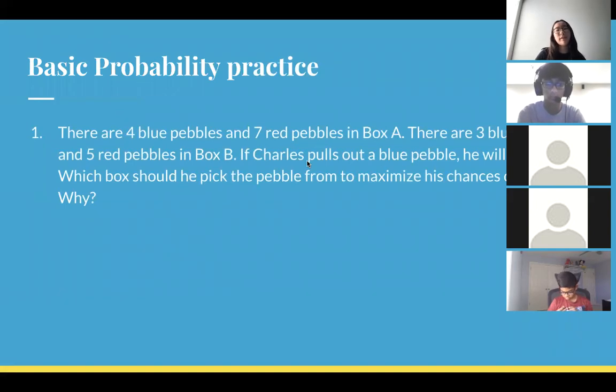Okay, so now we're going to do some practice. So there are 4 blue pebbles and 7 red pebbles in box A. There are 3 blue pebbles and 5 red pebbles in box B. If Charles, why do you like pebbles so much, Charles, pulls out a blue pebble, then he will win a prize. Which box should he pick the pebble from to maximize his chances of success? So basically, which box gives him a better chance of pulling out a blue pebble?